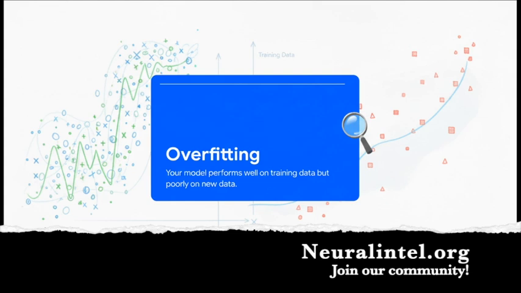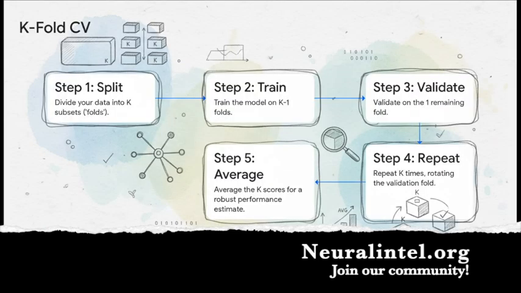It's like it crammed for an exam. It knows the answers to the specific questions it studied, but give it a new question on the same topic, and it's clueless. In production, we don't need a memorizer. We need a model that can think. So what's our defense? K-fold cross-validation. This is your #1 sanity check.